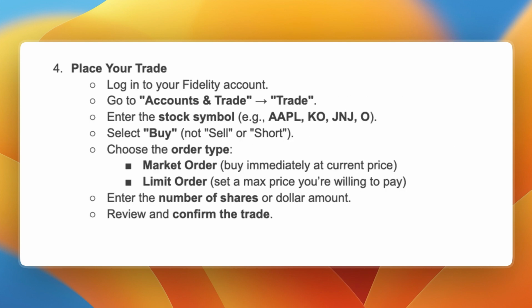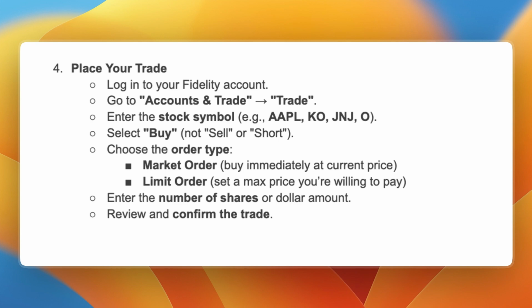After that, you can get to placing your trade. So log into your Fidelity account and go to Accounts and Trade and click Trade. Then enter the stock symbol for the stock you want to buy. For example, for Apple, it's AAPL. Just enter the stock symbol. Then select Buy and choose the order type.